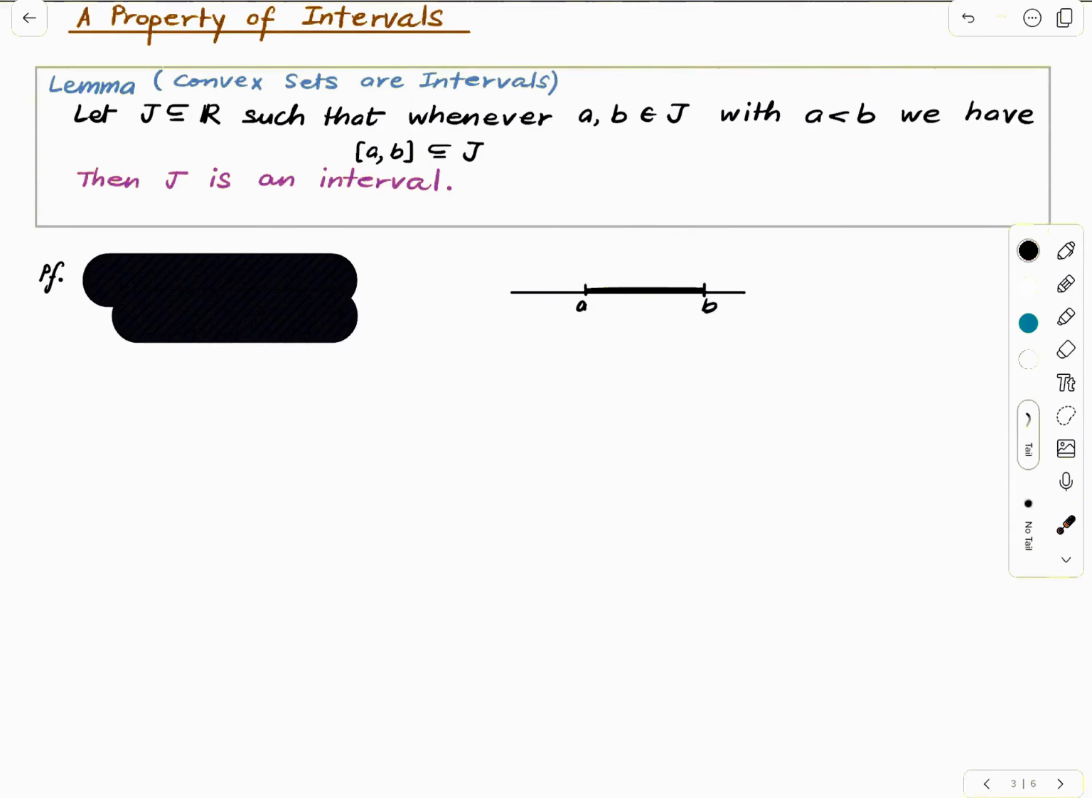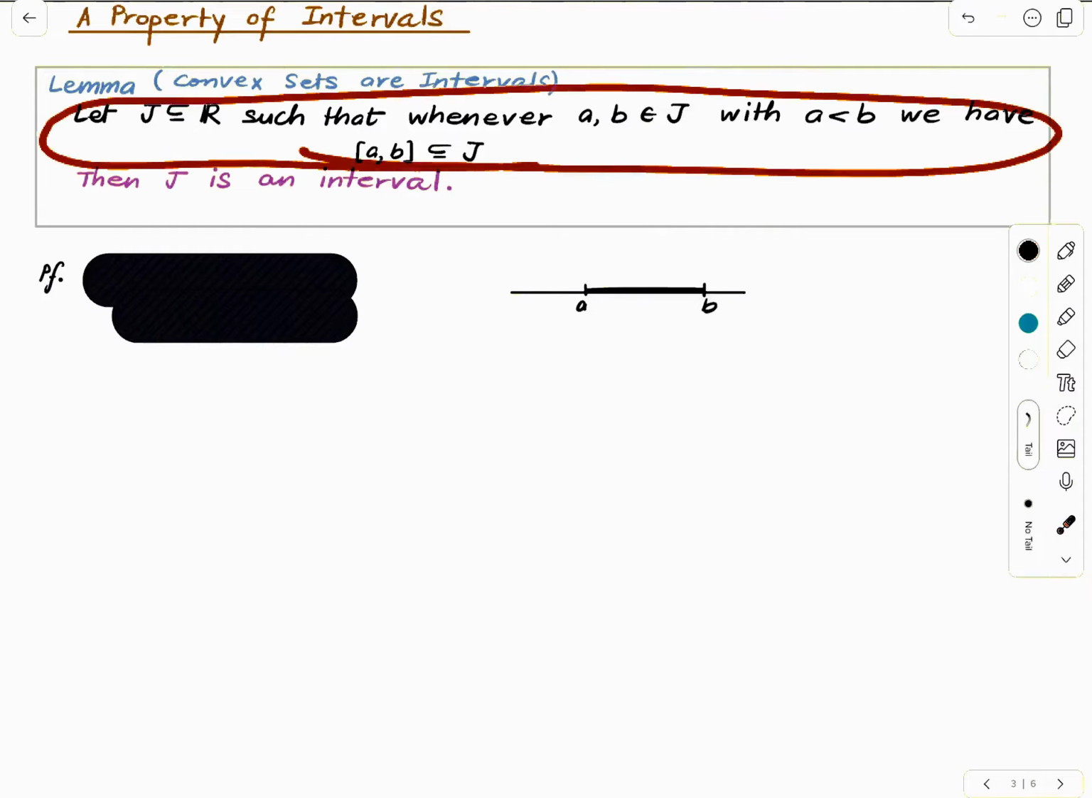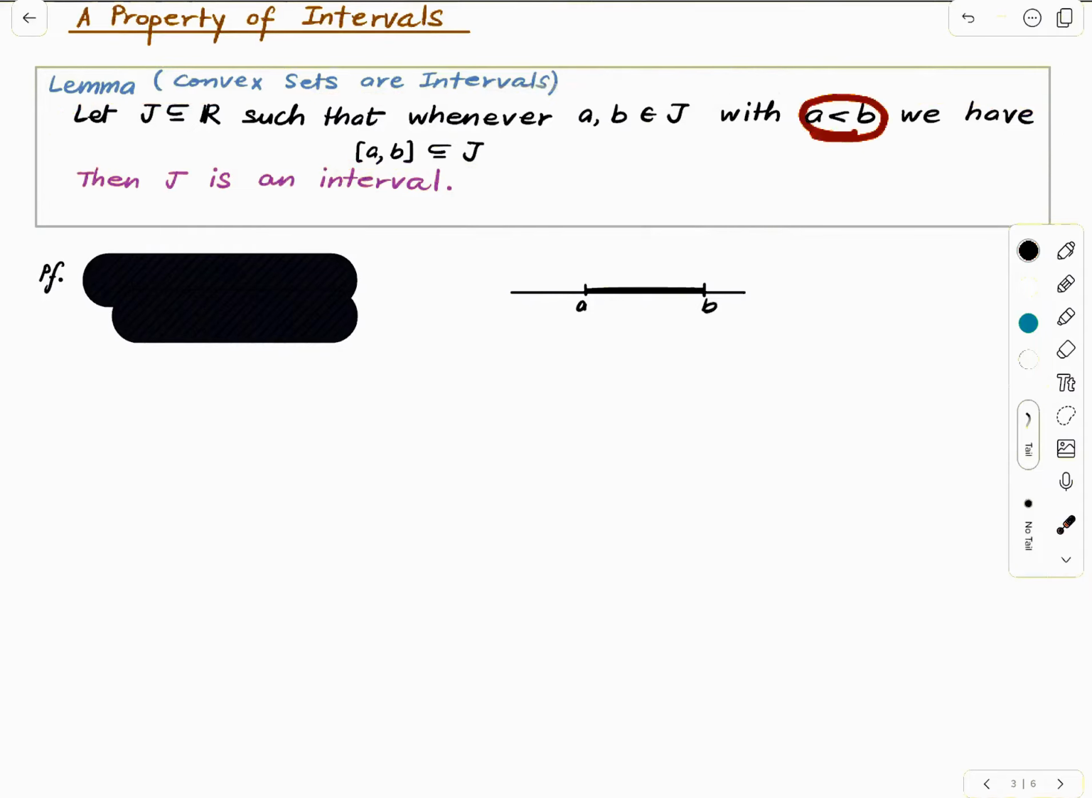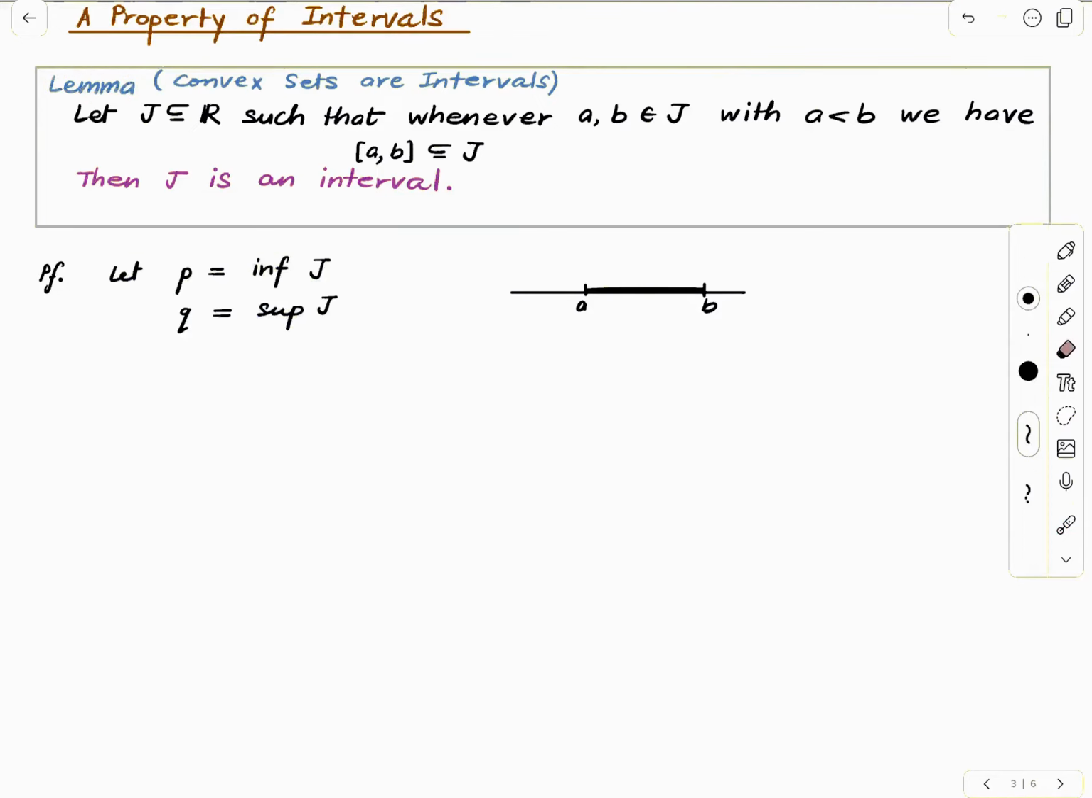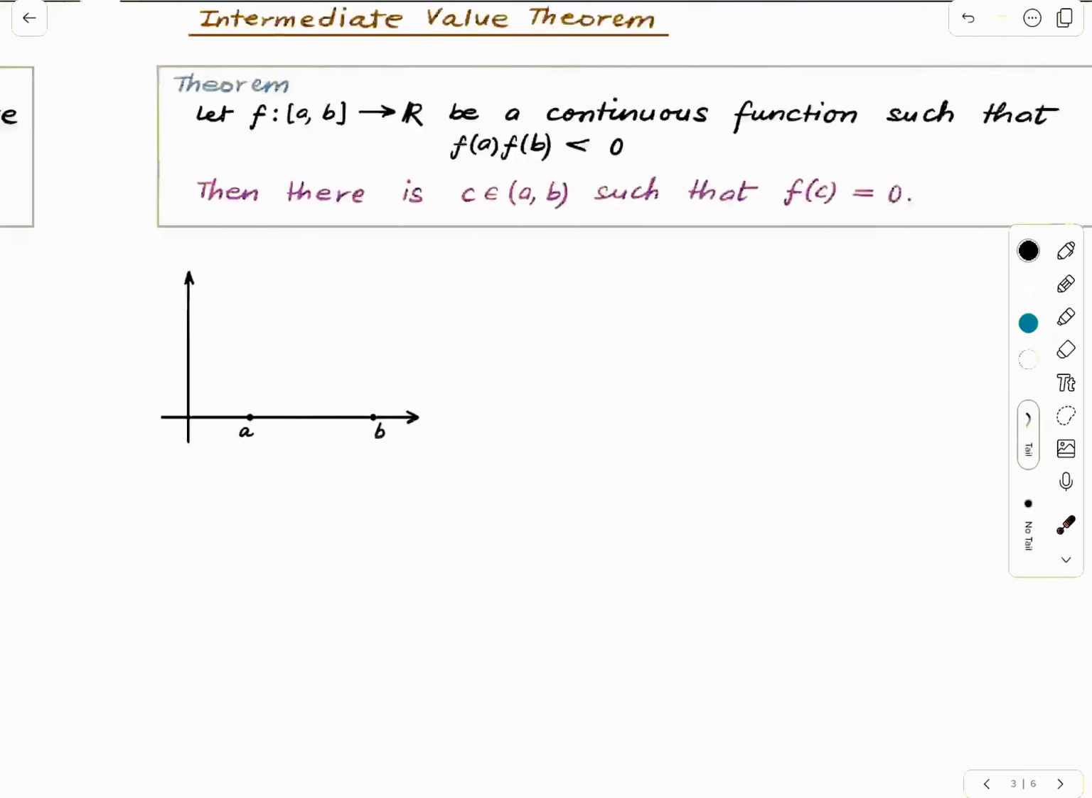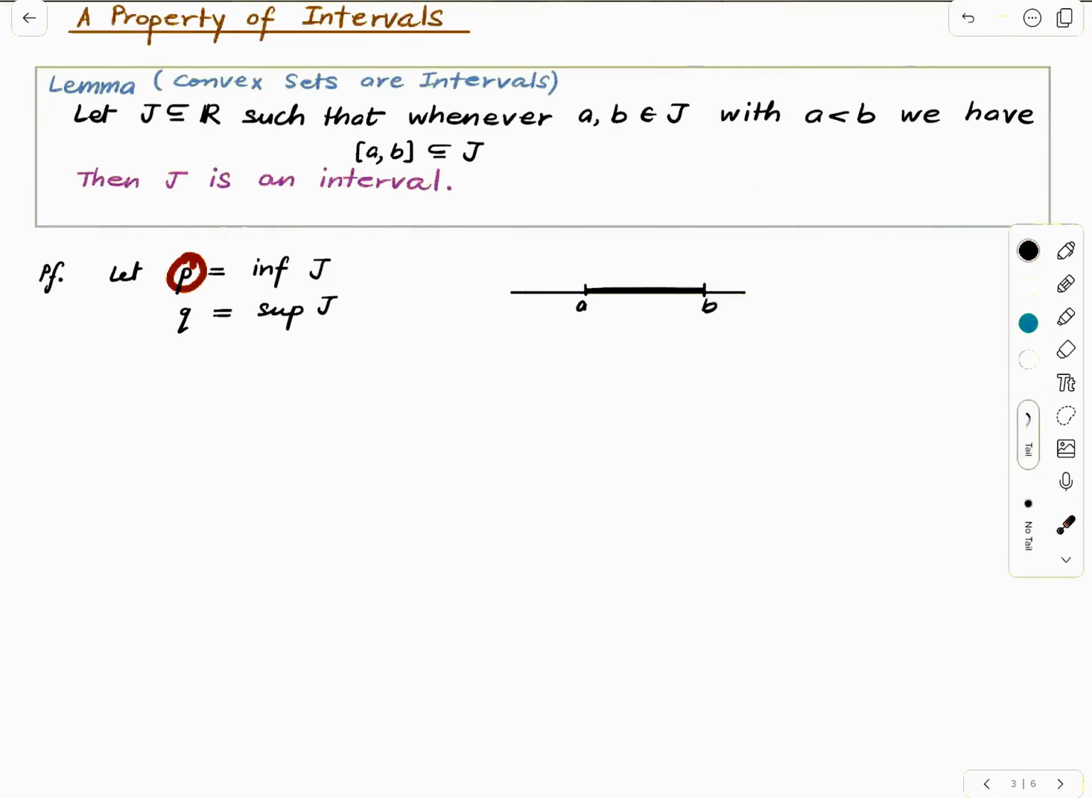So what we are saying is that everything which is convex, this is the convexity property, that whenever you choose 2 points, everything between them is also there. That's convexity. So here we are saying that convex sets are intervals. The converse is obvious. So intervals are precisely the convex subsets of the reals. Okay, that's what this lemma is saying, and the proof is very simple. I will not write much. So what we do is we choose P as the infimum of J and Q as the supremum of J.